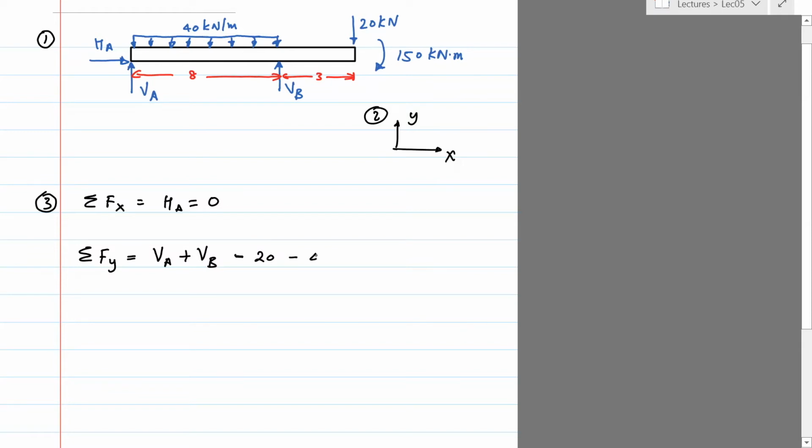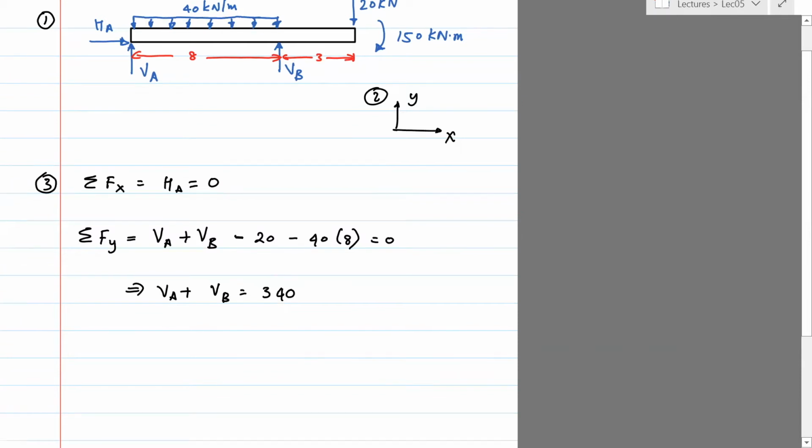And then there is a 40 kilonewton per meter force. So now we need to convert that force per unit length into a force. And so you can see that's divided by the length, so I need to multiply it by the length over which it acts. So it acts over a distance of 8 meters. So 8. I think that's about it, equals 0. Okay, so this will give me one equation. It's 340, I think. 340.